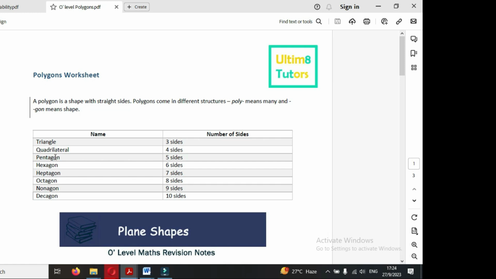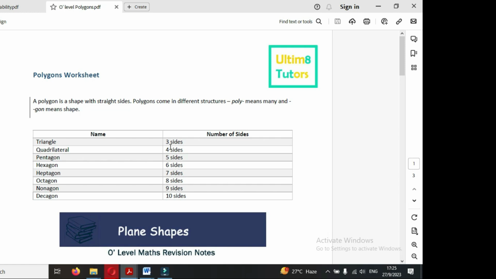So here we have a worksheet from Ultim8 Tutors, and here it talks about the polygon. It gives us a brief understanding of what a polygon is. A polygon is a shape with straight sides. Polygons come in different structures. Poly means many and gon means shape.